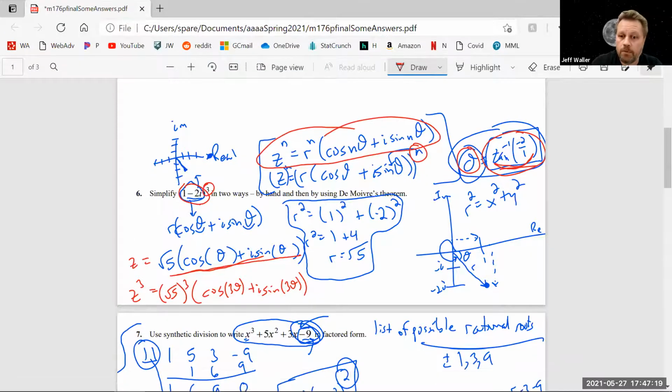Where do we get i again? Where do we get it? You said we put it in a calculator. I mean, the last one, like square root of 5 cubed, and then the other one, like cosine of 3 theta plus i sine.